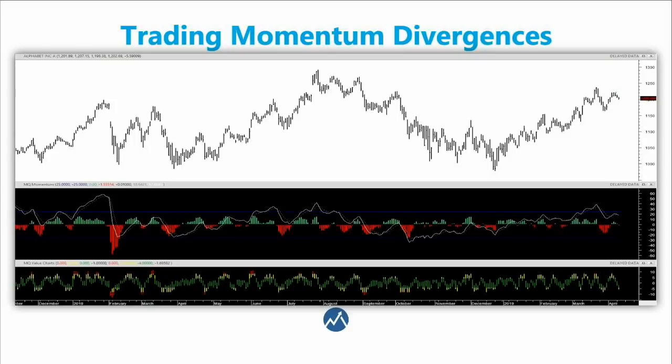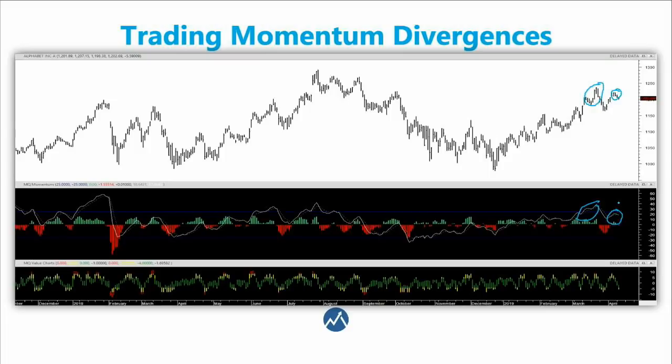Now we go over and look at current prices. What's happening in current prices? We had a lot of strength on this rally here, right? What about this one? Not a lot of strength on this one.